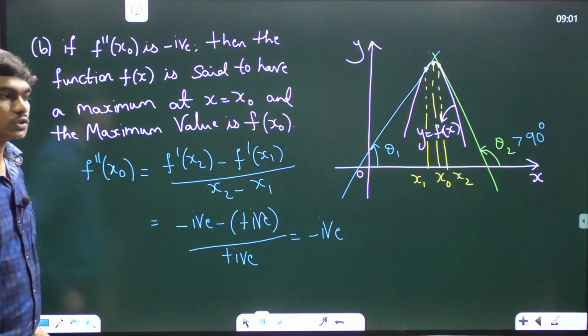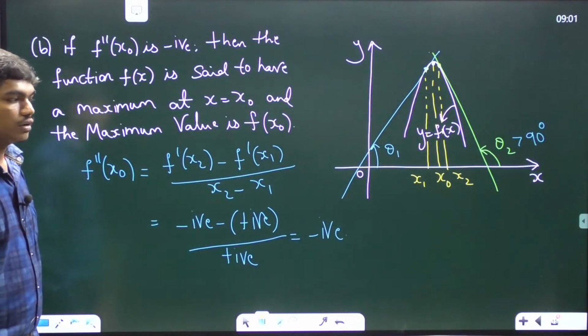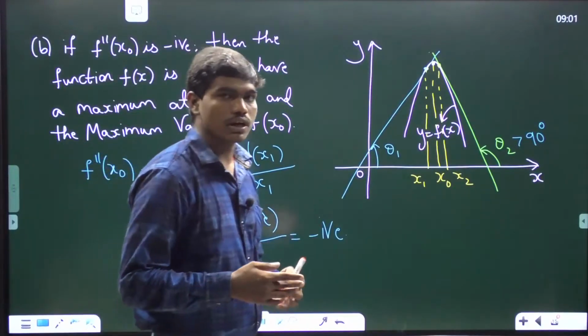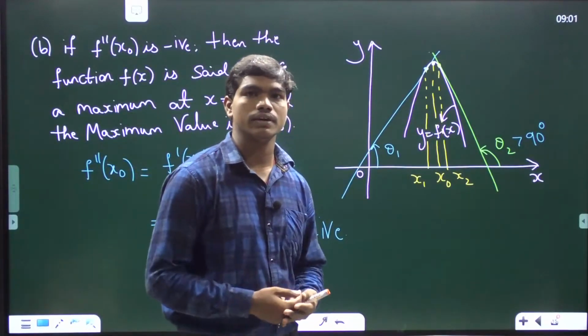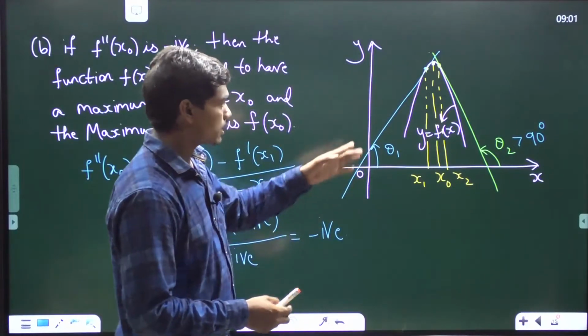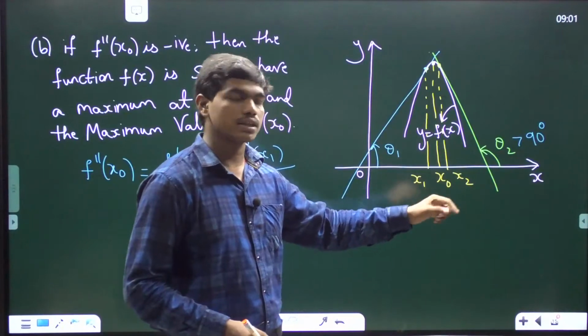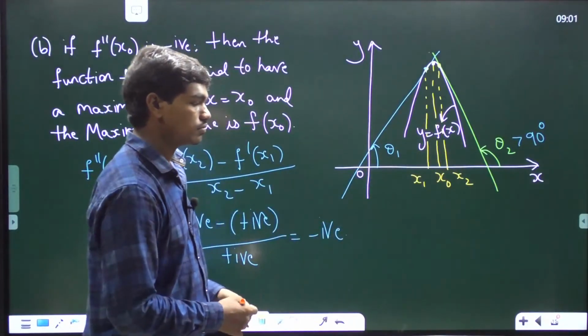Clear so far? Any issues? If you try to remember this, if f double dash of x naught and all is positive or negative, you will feel a bit of difficulty over there. But now, if you have some graphs and some geometrical background beyond that, in exam you can check in quick sense.